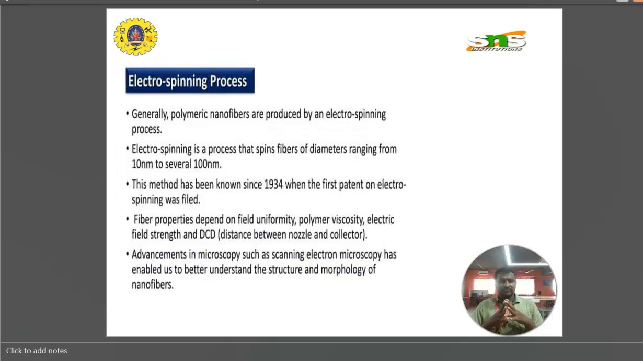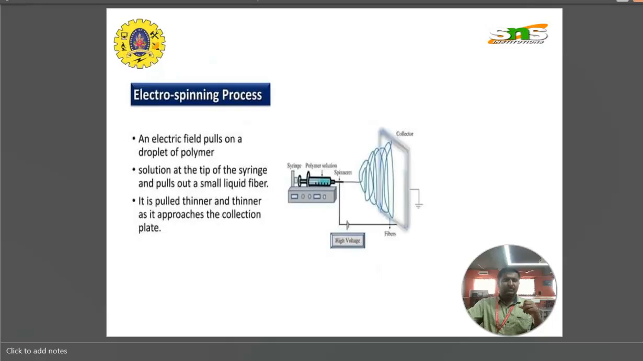Next, the electrospinning process is similar to melt blown technology. In melt blown technology, hot air is used to convert the polymer melt into nanofibers. However, in the electrospinning process, an electric field is utilized to convert the polymer melt into nanofibers. The corresponding diagram is shown here.